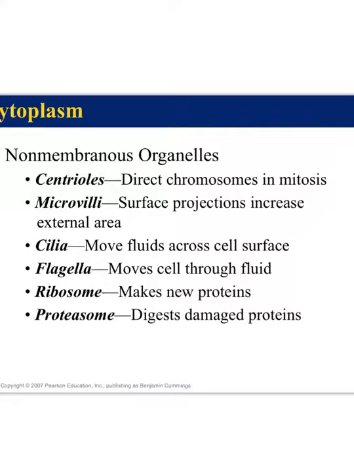The ribosomes are two small subunits that come together to make new proteins, and those are mostly made of ribosomal RNA and protein, and again, they don't have a membrane. Finally, proteasomes, which may be new to some of us. Proteasomes have a role of digesting damaged proteins that are no longer functioning. That breaks them up and allows the amino acids that made those damaged proteins to potentially be used in making new proteins.